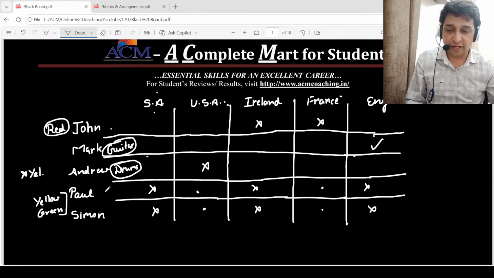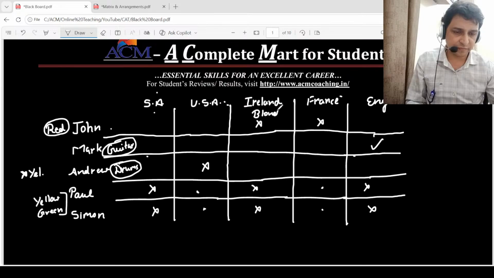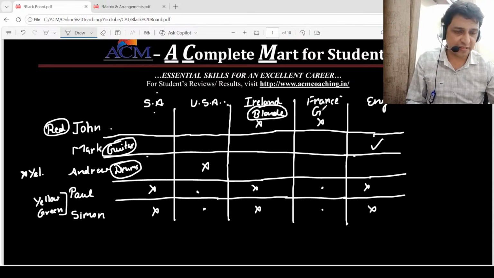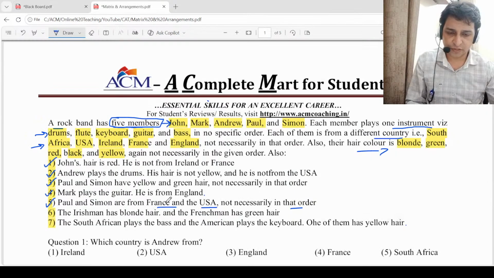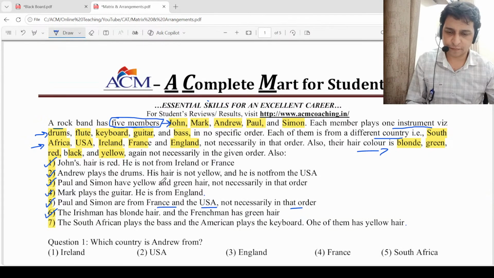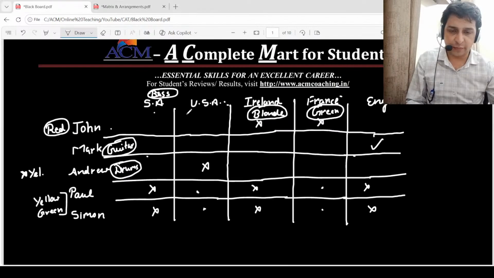The Irishman has blonde hair. Let's write blonde hair. The Frenchman has green hair. The last information, the South African plays the bass. So let's write it at the top, because at the bottom we are writing the colors. And the American plays the keyboard, so he's going to play the keyboard.